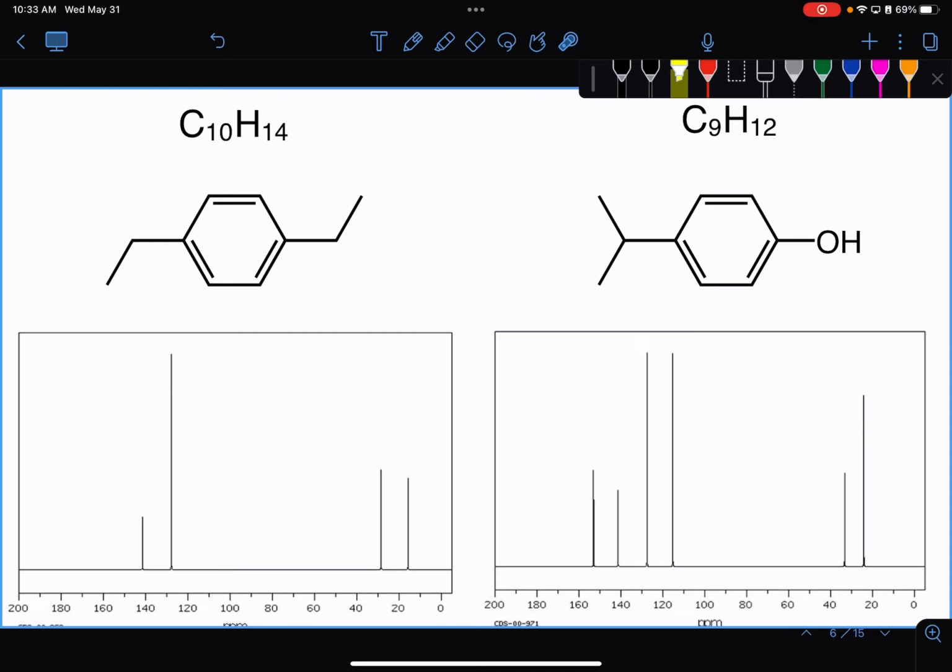This might be a short answer problem. I give you the molecular formula, the carbon NMR, and the molecular structure. Can you tell me which pairs of carbon atoms in your molecule are chemically equivalent? Or can you draw the plane of symmetry that makes those carbons chemically equivalent?